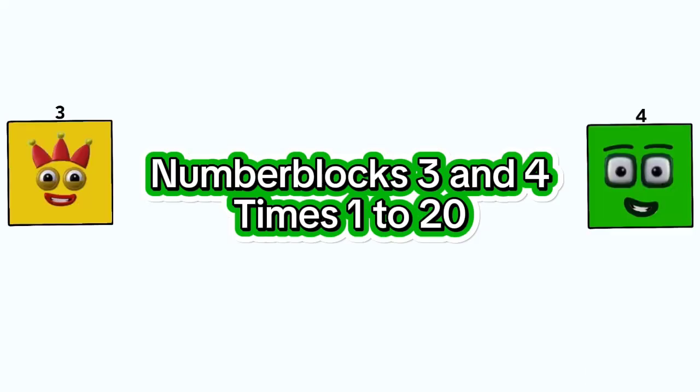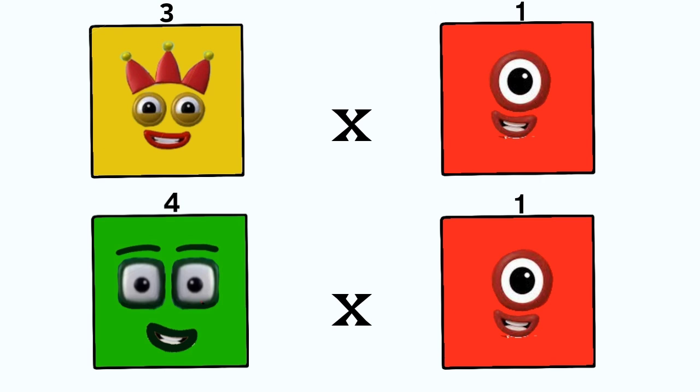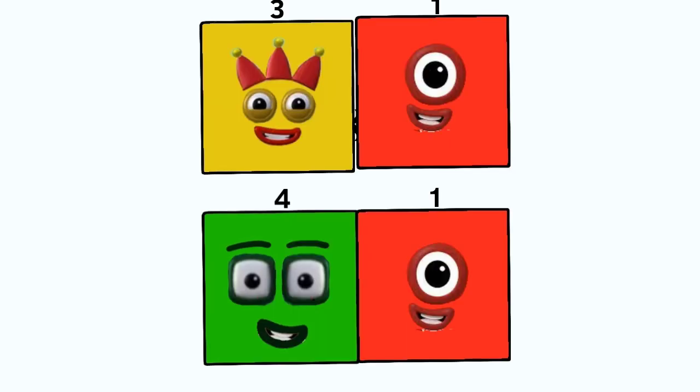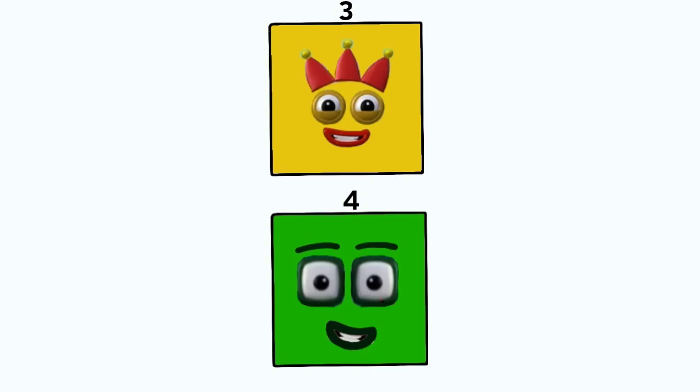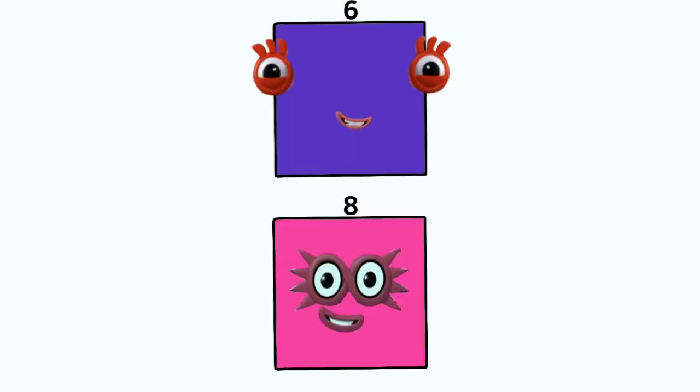Number blocks 3 and 4 times 1 to 20. 3 and 4 times 1 equal 3 and 4. 3 and 4 times 2 equal 6 and 8.